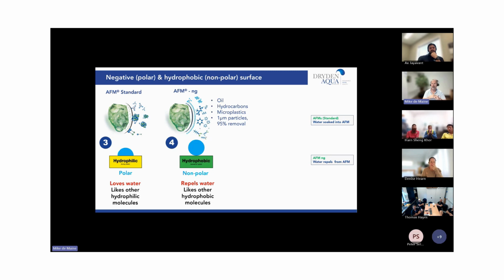Okay. Then our other product that we've been producing since we started the factory in Switzerland in 2020 is our AFM NG. The NG stands for New Generation. This is a product that has a hydrophobic coating on it. It's baked into the glass, so it doesn't wear off over time.